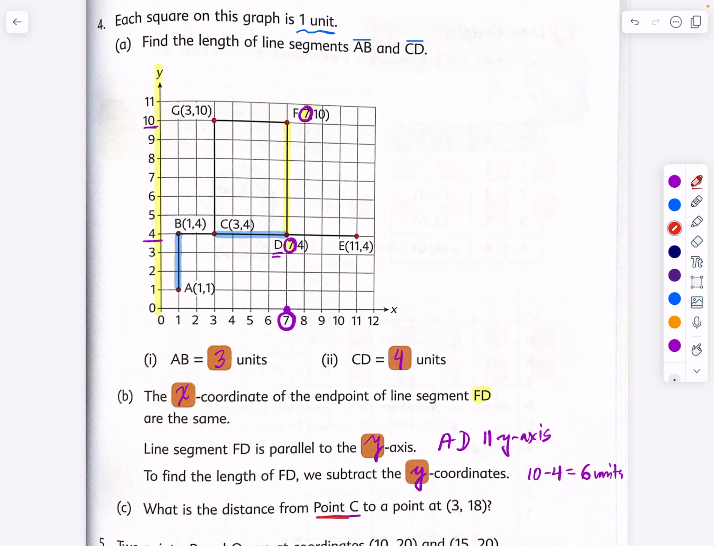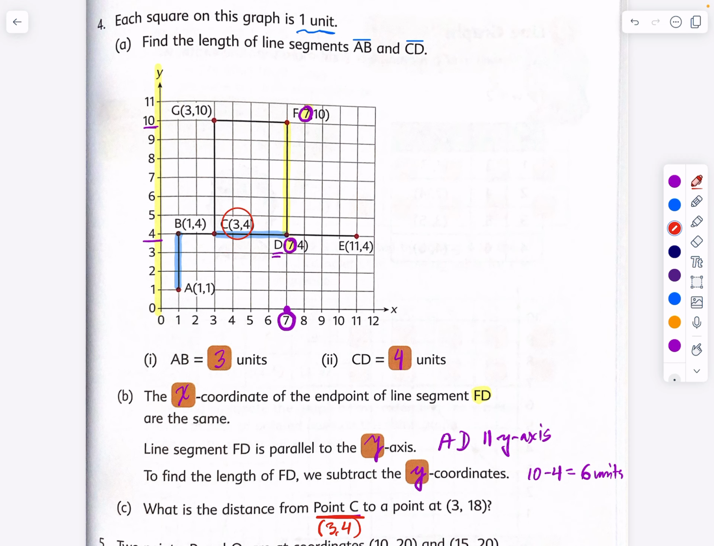So point C is right here. Where is our point C? A, B, C. Here is point C, right? Point C is located at 3, 4. That is the coordinate for point C, 3, 4, and to a point on 3, 18.